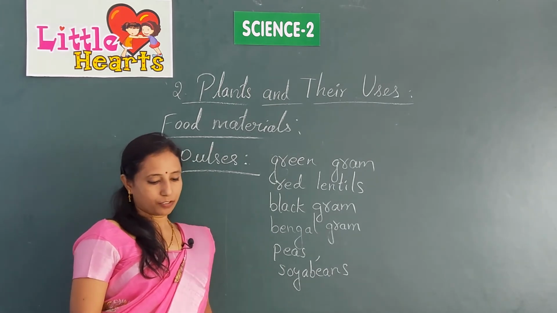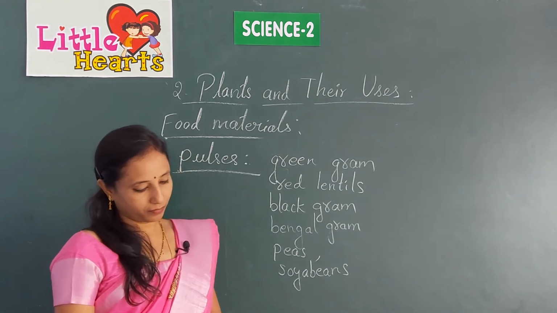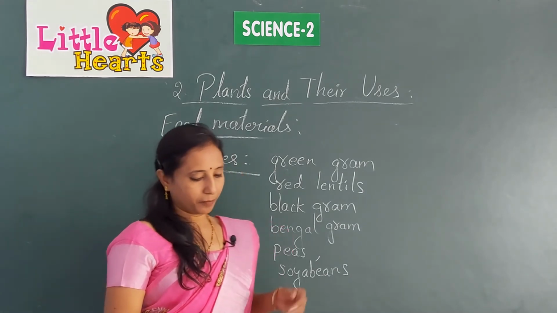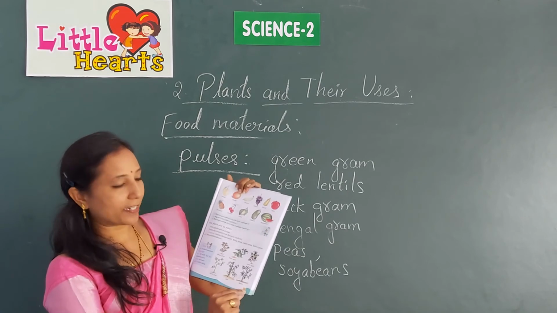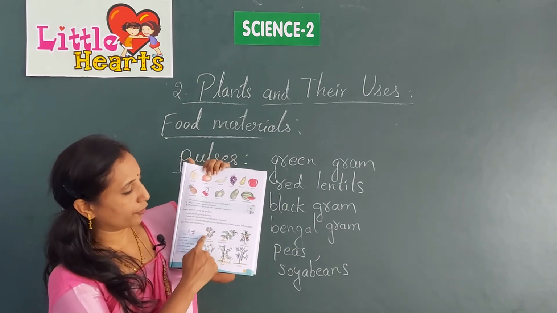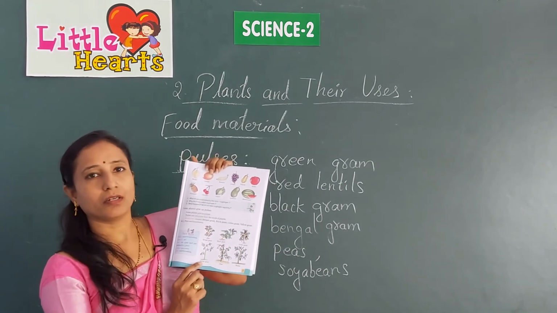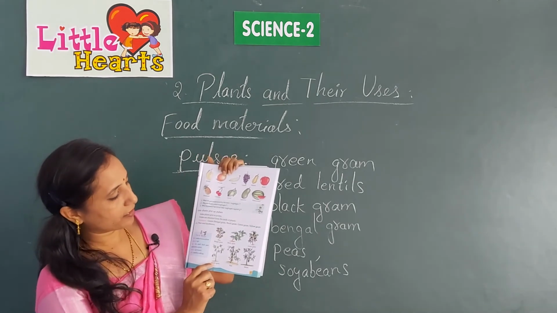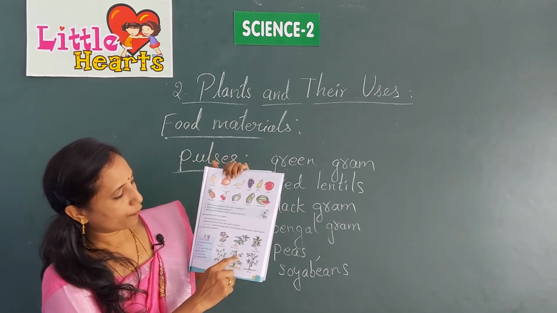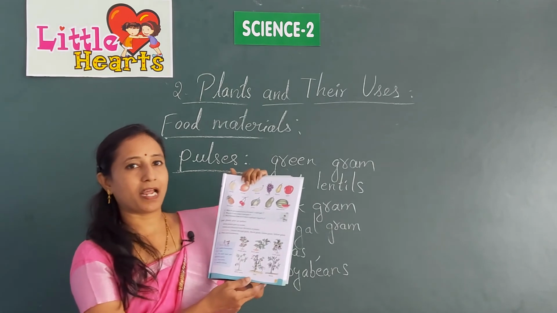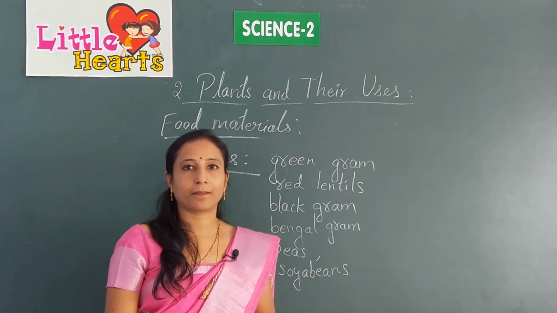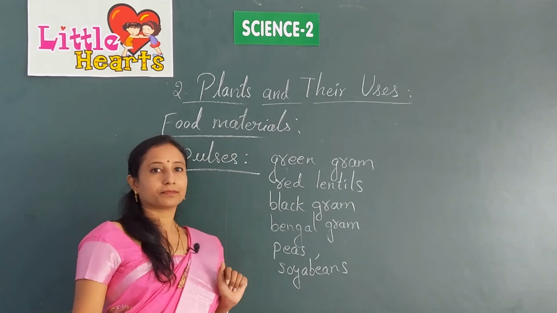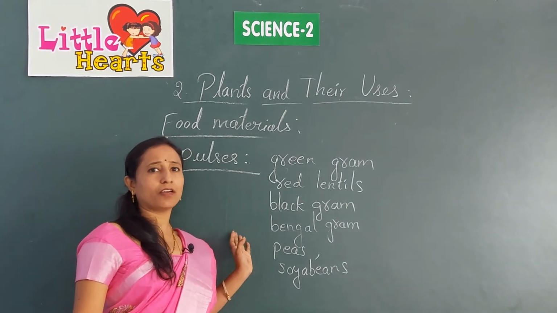Look at the picture which is given in your textbook, page number 17. They have given you the plant also, how the plant is and how the fruits grow on these plants. Okay? The lesson is not finished. Next we will discuss the topic about oils.